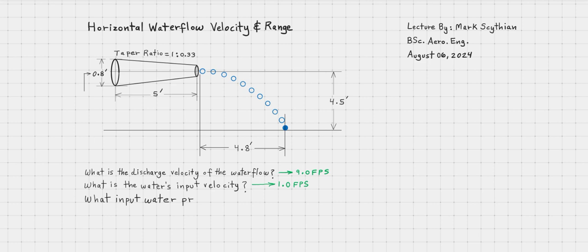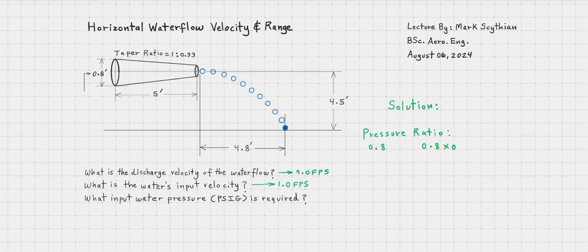Next is: what input water pressure, PSIG, is required? This is dynamic pressure, by the way, because it's moving. So we could take the pressure ratio, which is the ratio of the cross-sectional areas at the input to the output. Again, we would solve for the ratio of the cross-sectional area. It should be somewhere around 9, but to be exact, it's 9.09 to 1.